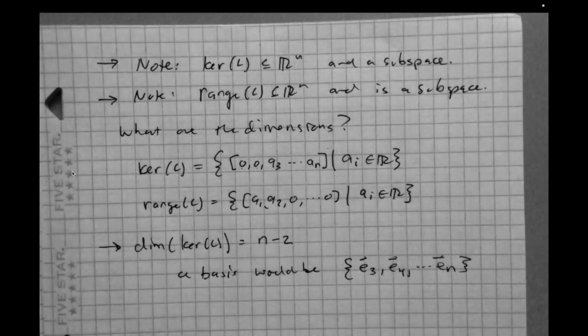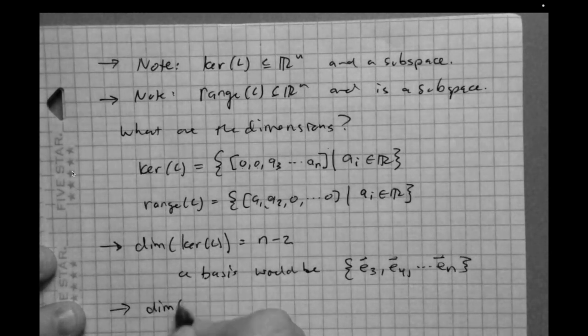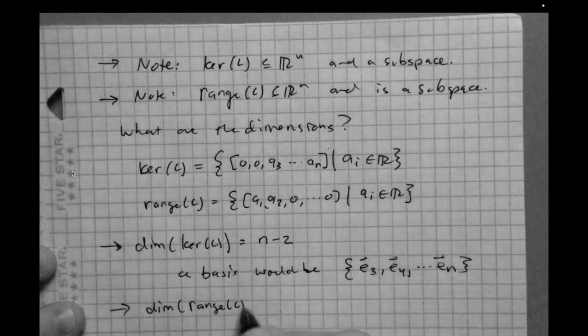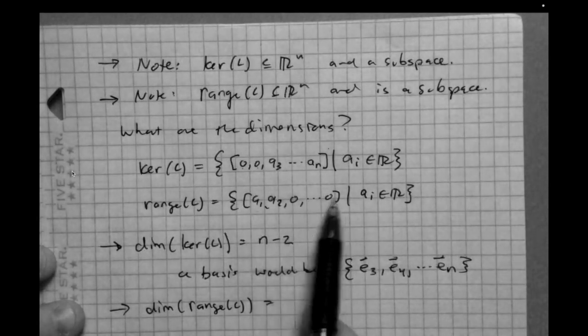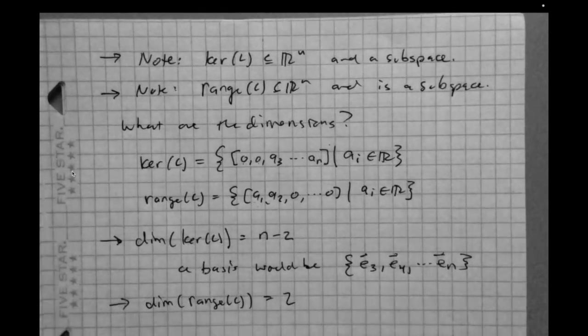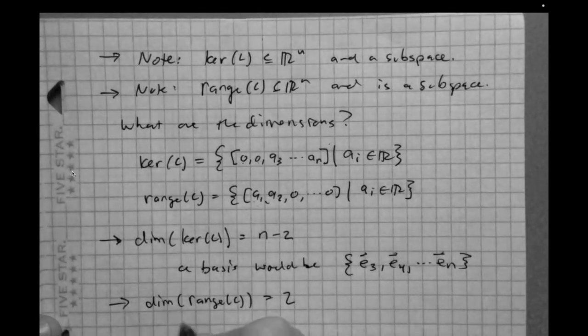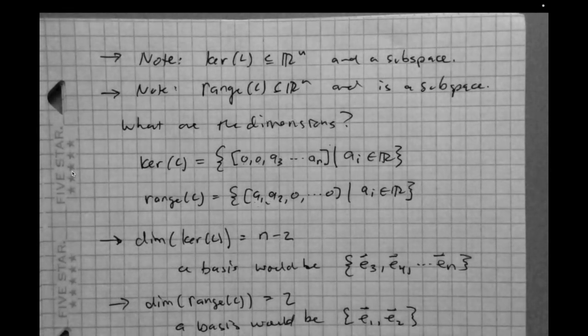What about the range? What's the dimension of the range? So the dimension of the range of L, well, that's this guy. Again, all the zeros don't matter. It's really just A1 and A2. So the dimension there is clearly 2, and a basis would be E1 and E2. So that's how you can tell what the dimension is, just by thinking about what a basis would have to look like.